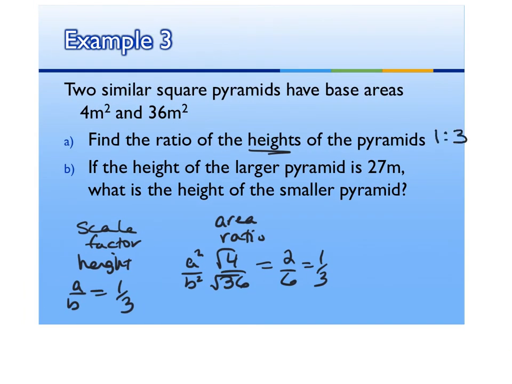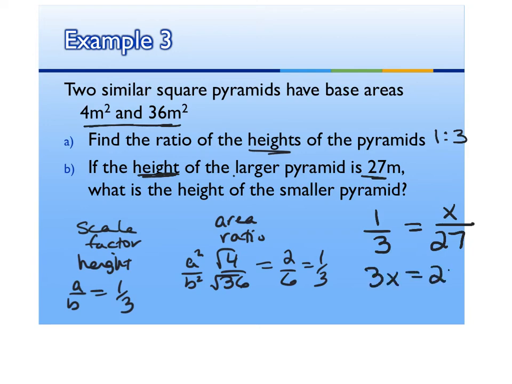So if they give you an area ratio, you square root it. For, let's say, now for part B, they're telling us the height of the larger. So what I do is I set up a proportion. So I'm going to take 1 over 3. The larger is 27. It matches with the 3. And now I need to find the height of the smaller. So I'm going to cross multiply and now divide. So the height of my smaller pyramid is going to be 9 meters. So you're going to use that scale factor and you're going to set up a proportion.